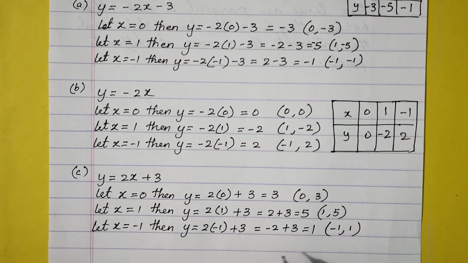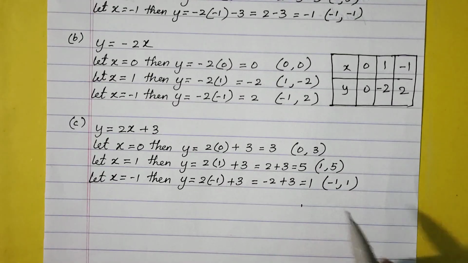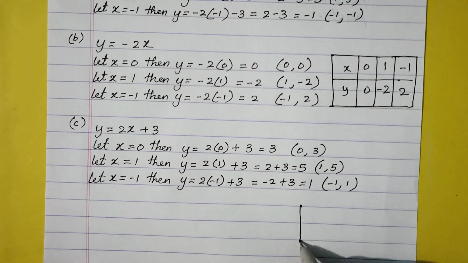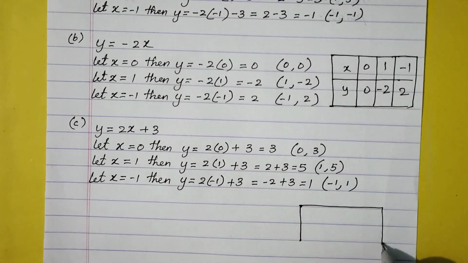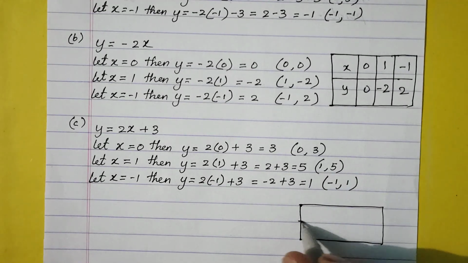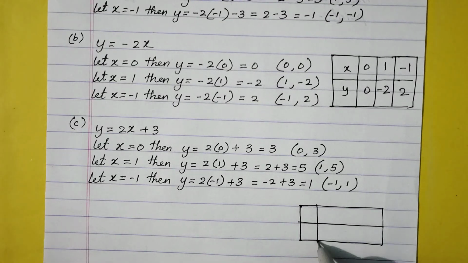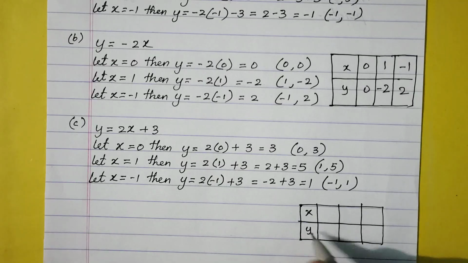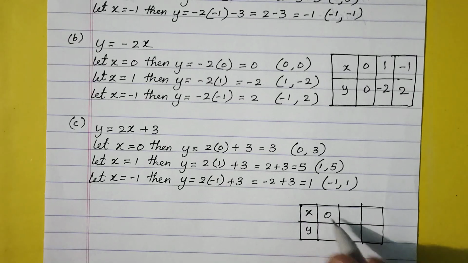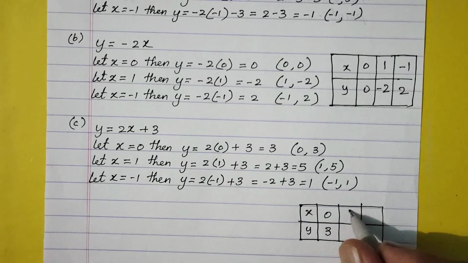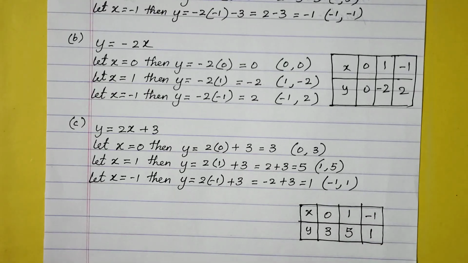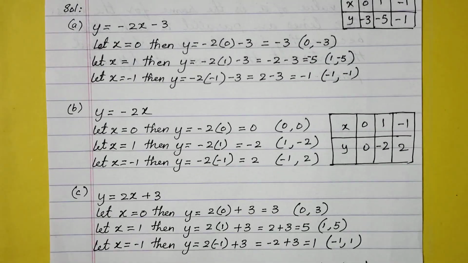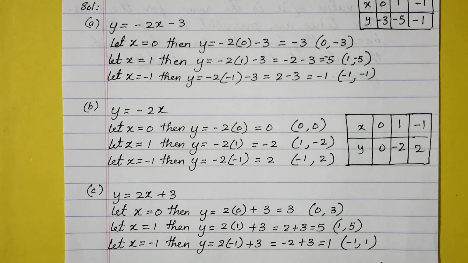So we will put them in the box. X, y, 0, 3, 1, 5, minus 1, 1. So now we will plot these three graphs.